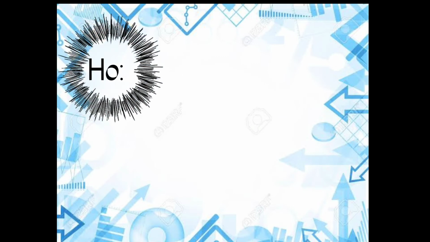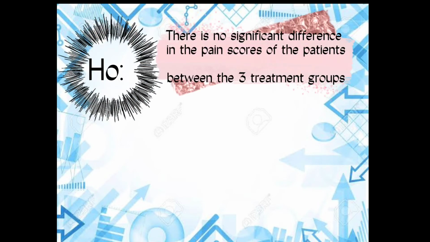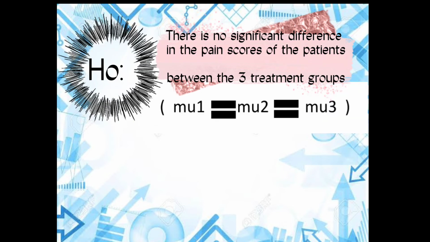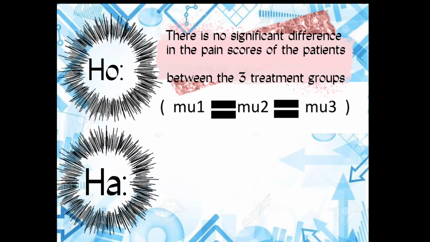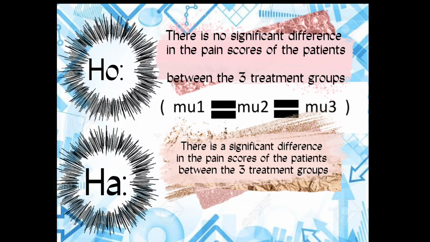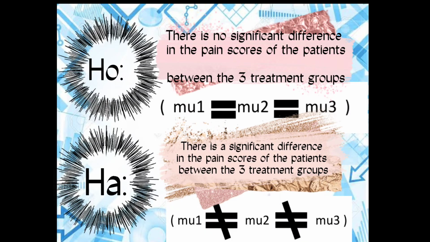Now let's state our null hypothesis. There is no significant difference in the pain scores of the patients between the 3 treatment groups, or mu1 is equal to mu2 is equal to mu3. And the alternative hypothesis is there is a significant difference in the pain scores of the patients between the 3 treatment groups, or mu1 is not equal to mu2, not equal to mu3.